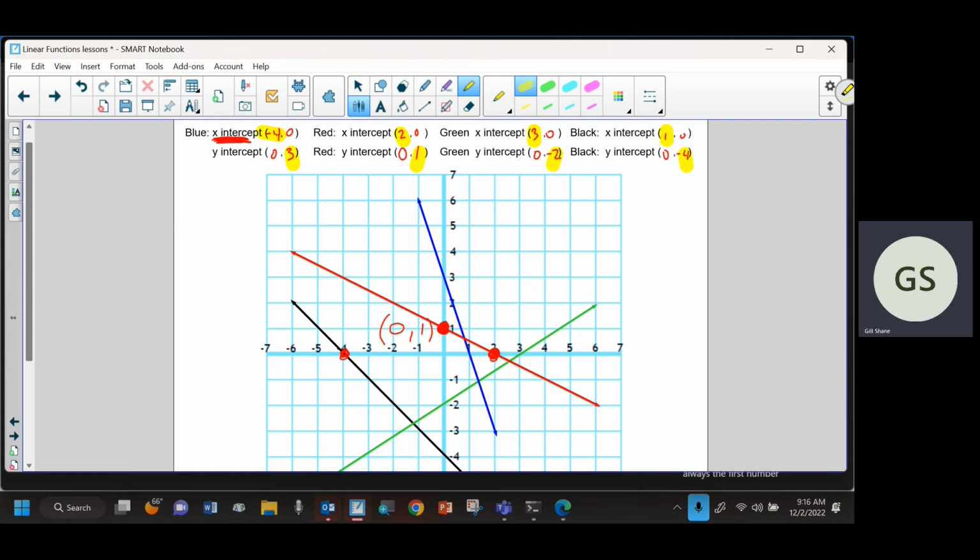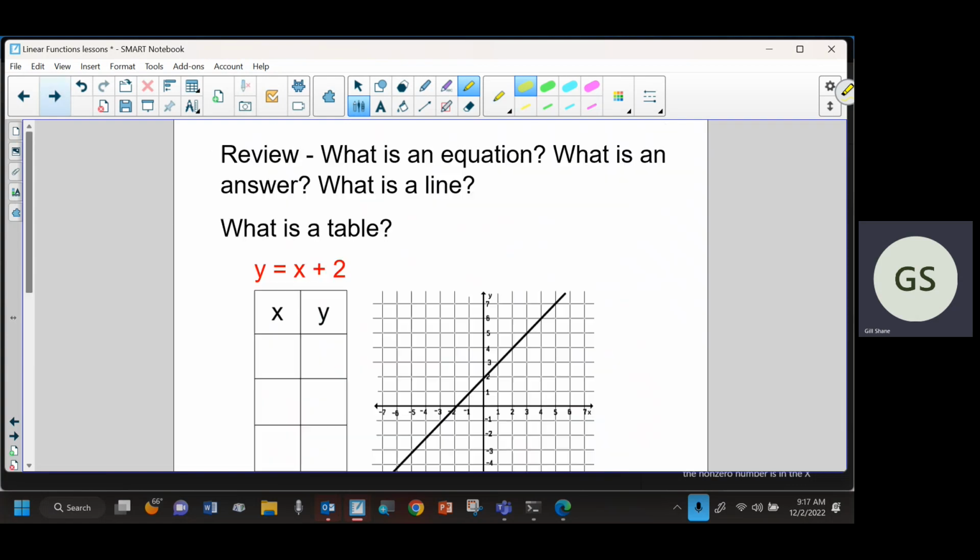So that's how you tell if something is an X-intercept or a Y-intercept. It'll have a 0 in it, and then wherever the non-zero number is, that's the kind of intercept it is. If the non-zero number is in the X, then it's an X-intercept. If the non-zero number is in the Y, then it's a Y-intercept. I don't think I did that in class, but I went over it real fast.